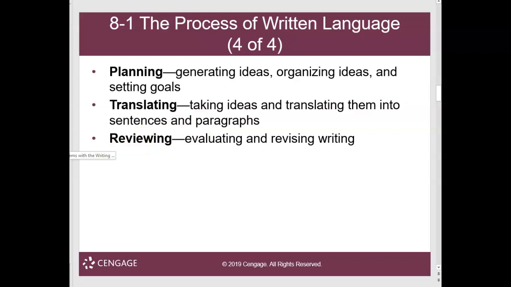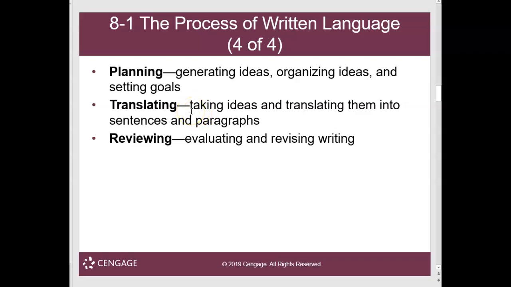But for some of your students, especially your younger ones, they're not going to start right off with sentences and paragraphs, right? The evaluating, the revising, that's going to take time also, and that should be under direct instruction and explicit instruction from you or from another adult in the classroom. So planning, the first part of the writing process, is dedicated to generating ideas, organizing ideas, and setting goals. Oh, it says it right there.